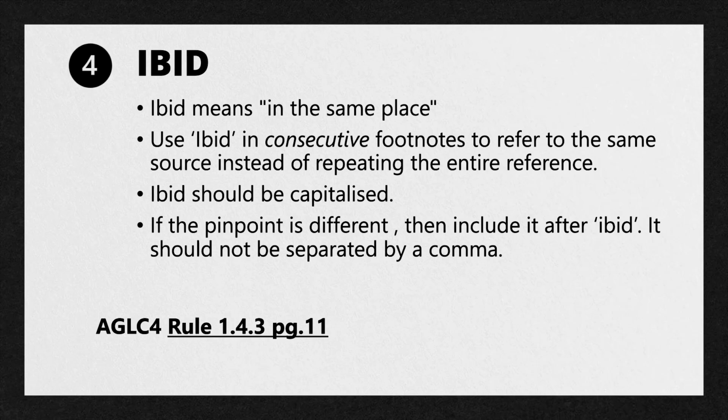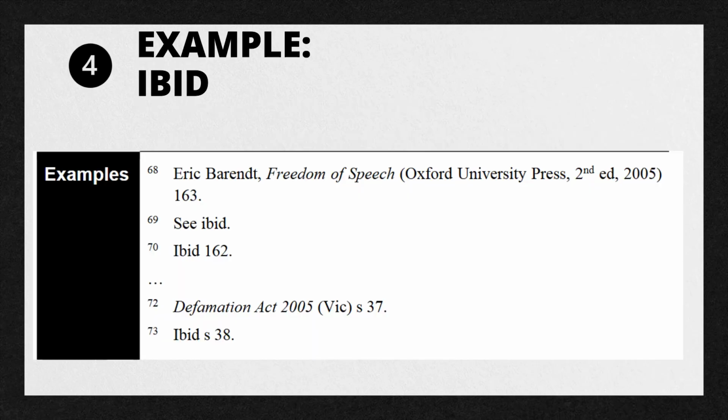Let's have a look at some examples. So you can see in footnote 68 here, we have referenced a book called Freedom of Speech. I've continued to use that book in my reference, footnote 69. It says see ibid. For footnote number 70, again, I've used that same reference from Freedom of Speech, but I've used a different page number, page 162. Right, so it's the same source that's being cited kind of consecutively, 68, 69, 70.